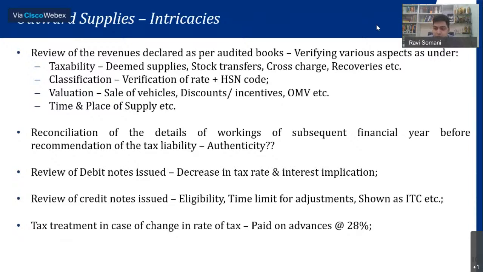No point in unnecessarily getting into disputes always. So that is where a decision has to be taken on recoveries. Classification. Again, I don't know how many of us are really verifying whether the rate of tax relevant to the HSN code adopted is correct.